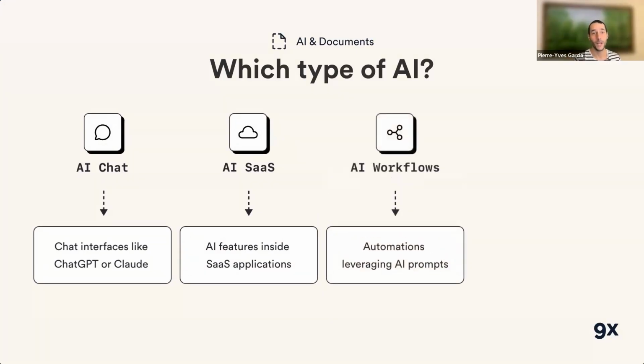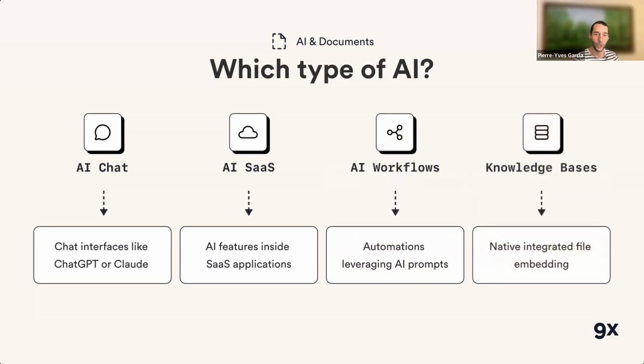Then we'll also consider AI workflows, which are basically automations leveraging AI capabilities through the API capabilities of the different AI providers. And then finally, knowledge bases, which are basically some native features from AI model providers that we use, and also some AI SaaS allowing users to leverage what's called file embedding. And this is something that we'll see later in the presentation. That's it for the AI part of the session.